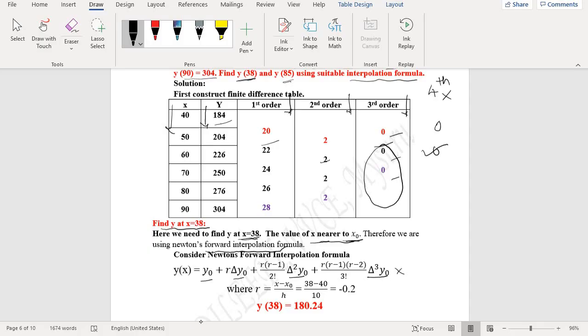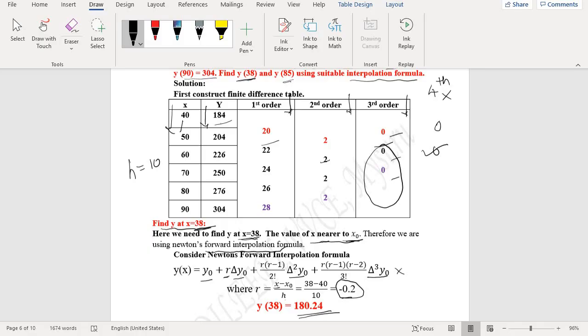And as usual r is x minus x0 by step length. Step length, the difference between the each x is 10 here. So step length is 10. 38 minus 40 by 10. I am finding the value of y at x is equal to 38. So substitute that here. You will get r value as minus 0.2. So substitute r as minus 0.2. You will get the value of y when x is equal to 38.